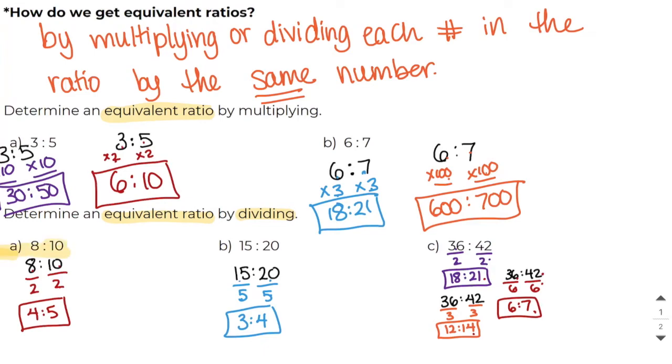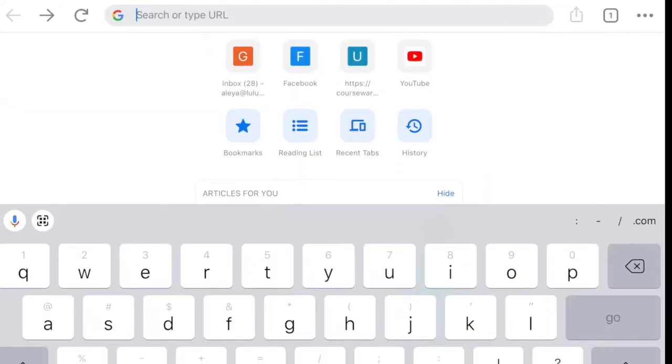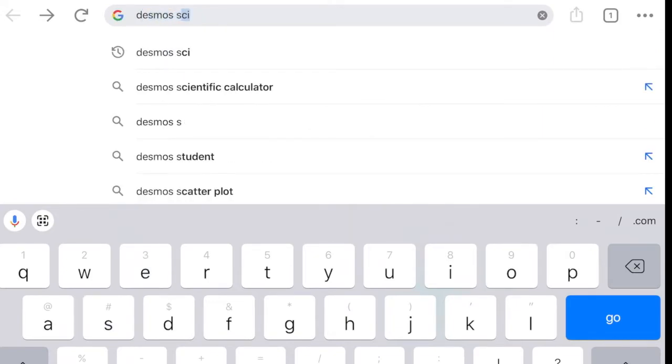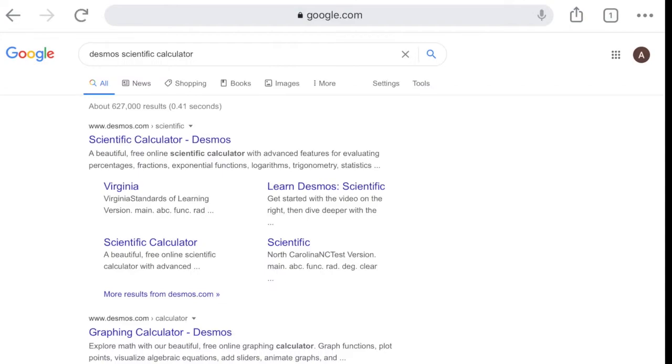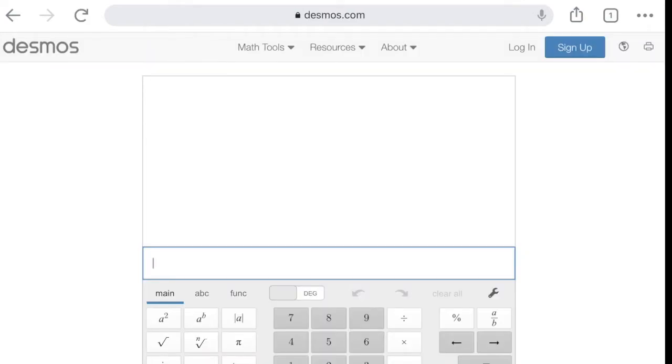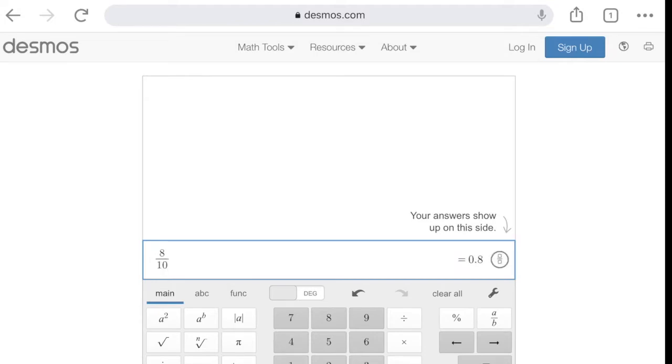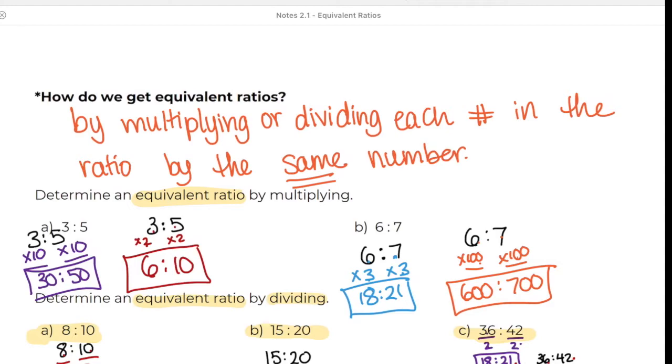Now, if you're not sure what to divide each one of these ratios by, you can actually use Desmos as a tool. I don't know if any of you have used Desmos before, but Desmos is a really good tool to use. So I'm going to go right into Google and I'm going to type in Desmos scientific calculator. And here I have the scientific calculator. And if you remember, our first ratio was 8 to 10. So I'm going to write 8 over 10 because remember we can write it as a fraction. And then if you see this button right here that I clicked on, right underneath this arrow, it gave us 4 over 5, which is exactly what we got here.